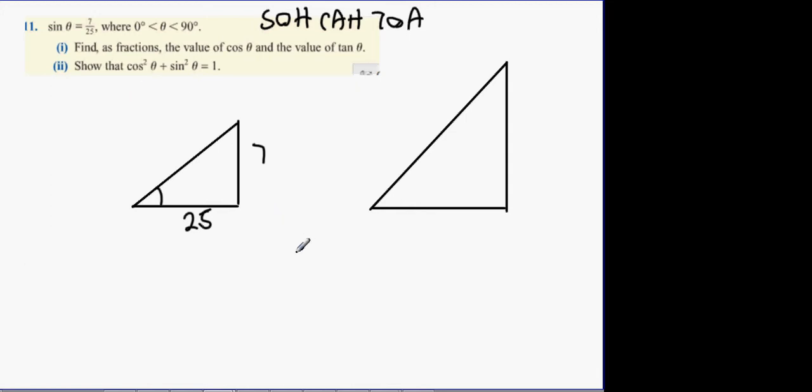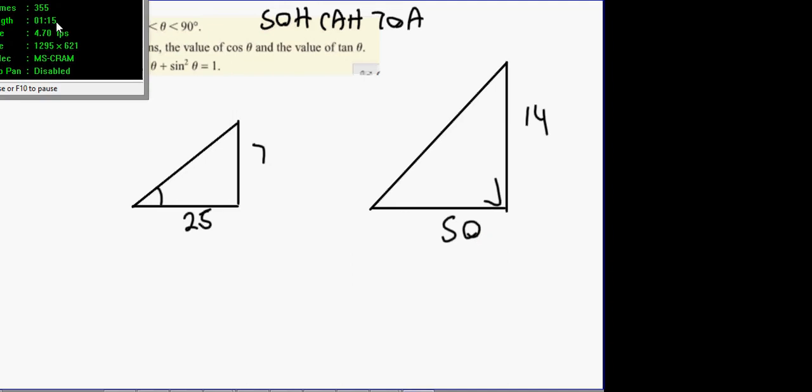Another thing about sine is it's a ratio. It doesn't necessarily mean the length is 7 and 25. It just means the ratio is 7 to 25. So can anyone in the class give me an example of another triangle that has the same ratio as the triangle to the left? 14 and 50. It's the most obvious choice. Or 21 and 75.